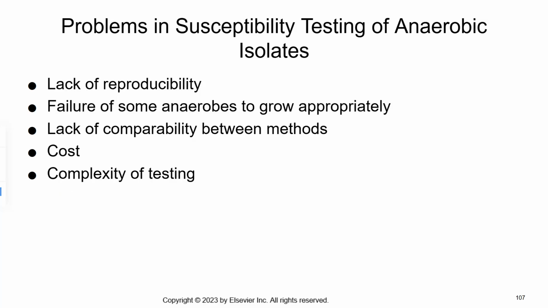But there's issues with anaerobic testing of isolates. So lack of reproducibility, the failure of some anaerobes to grow appropriately. Some anaerobes don't grow well in these systems where we need to evaluate for the presence of antibiotic susceptibility. If there's no growth in anything, then we can't just assume that the antibiotics are super successful. We have to actually get the organism to grow before we can determine antibiotic susceptibility. Lack of comparability between the methods, cost, and complexity of testing.